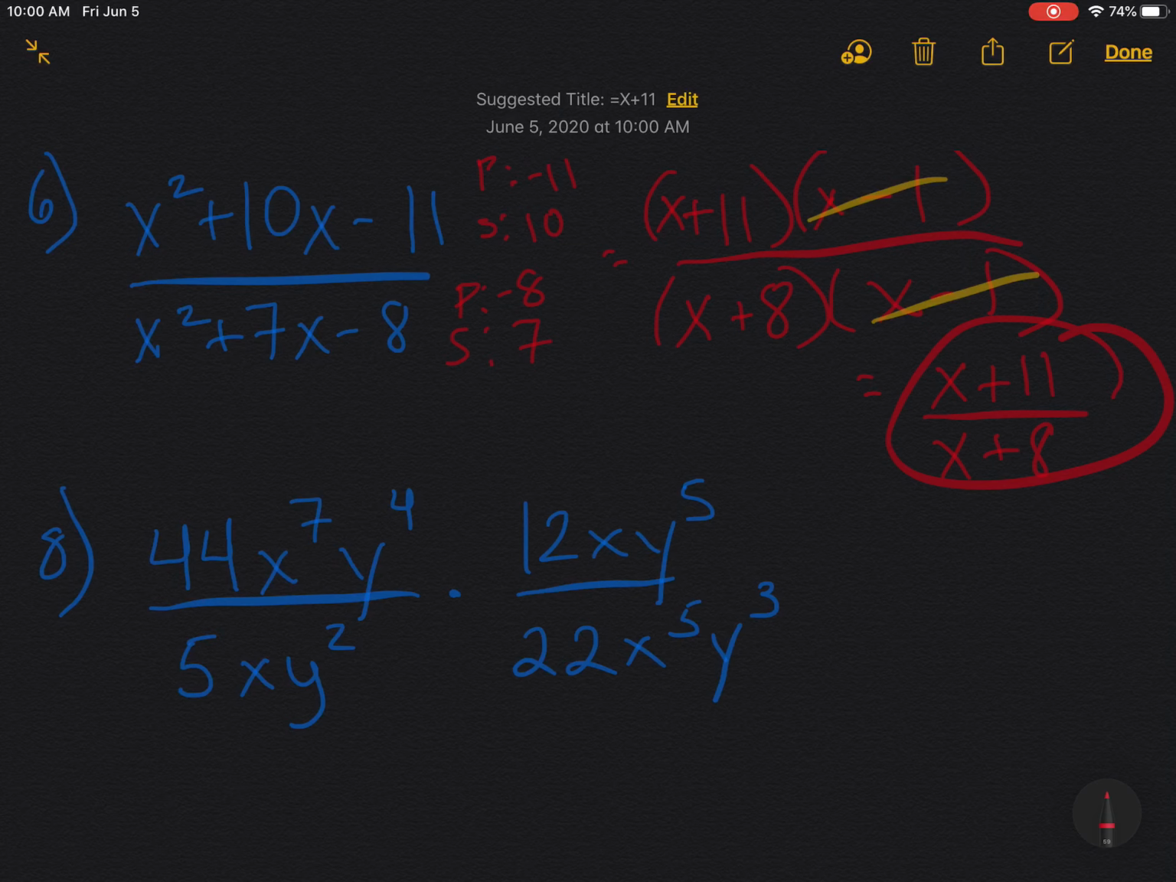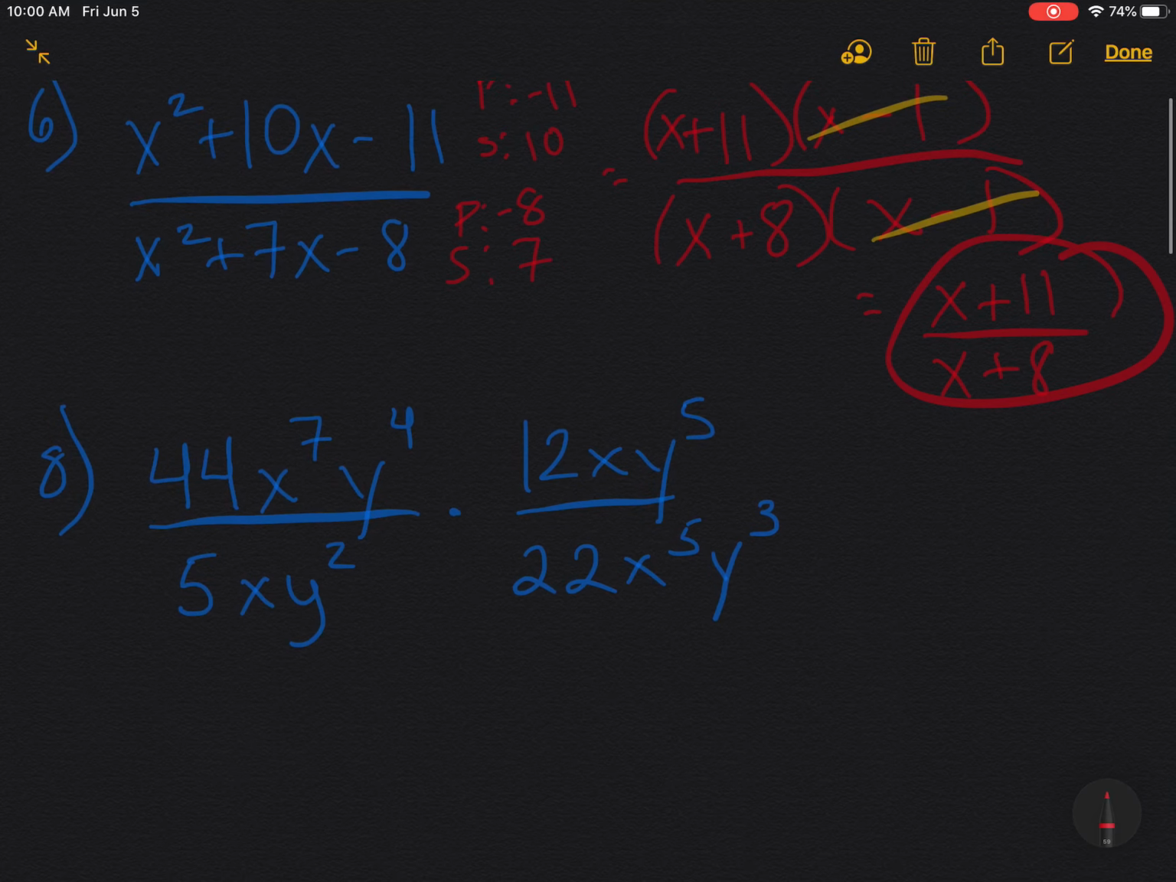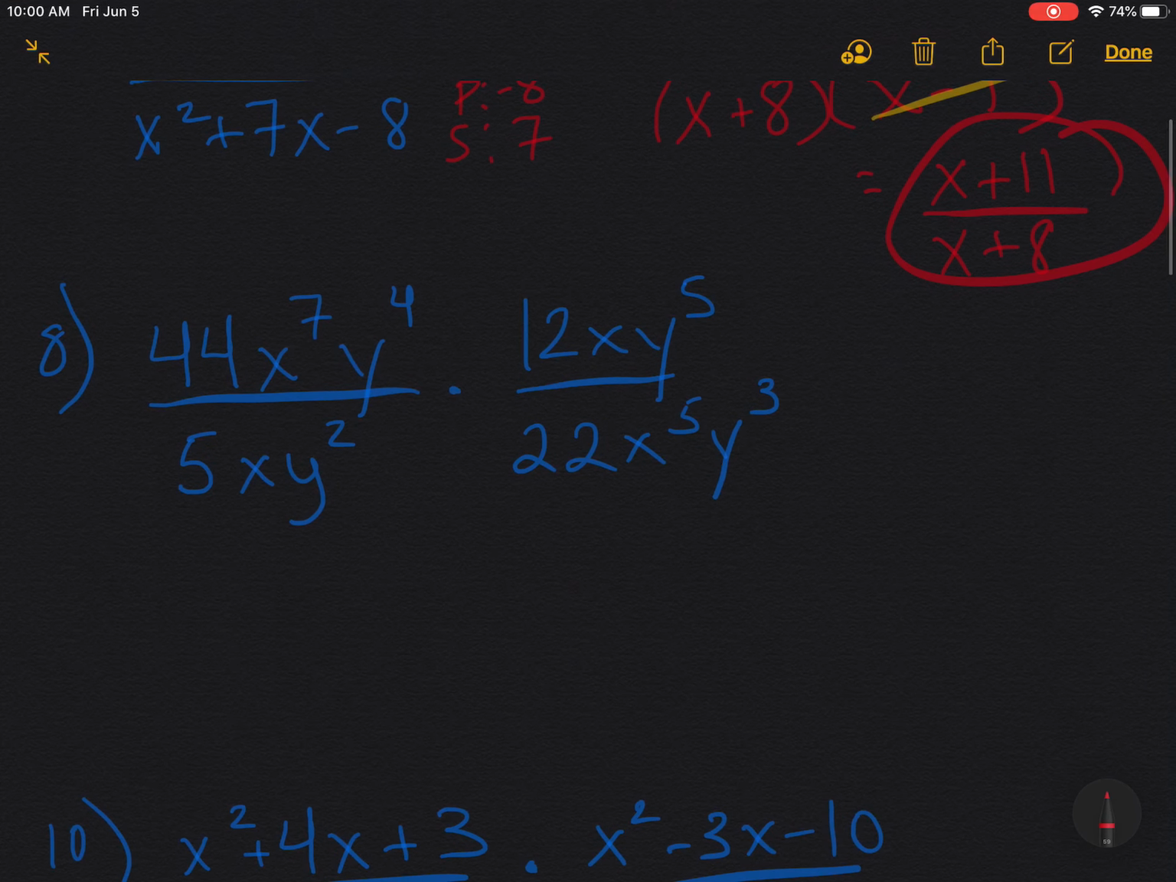The next problem does not require any factoring. And again, how do you know that? You know that because there's no plus or minus signs. Okay, so everything's kind of just stuck together. So we go right into just multiplying them. But actually, if I multiply here, I'm going to end up with really large numbers. So I want to first take this 44 and this 22 and cross divide here. So 44 divided by 22 is just 2 over 1. Okay, so see what I did there? Just to kind of make the numbers a little bit smaller.